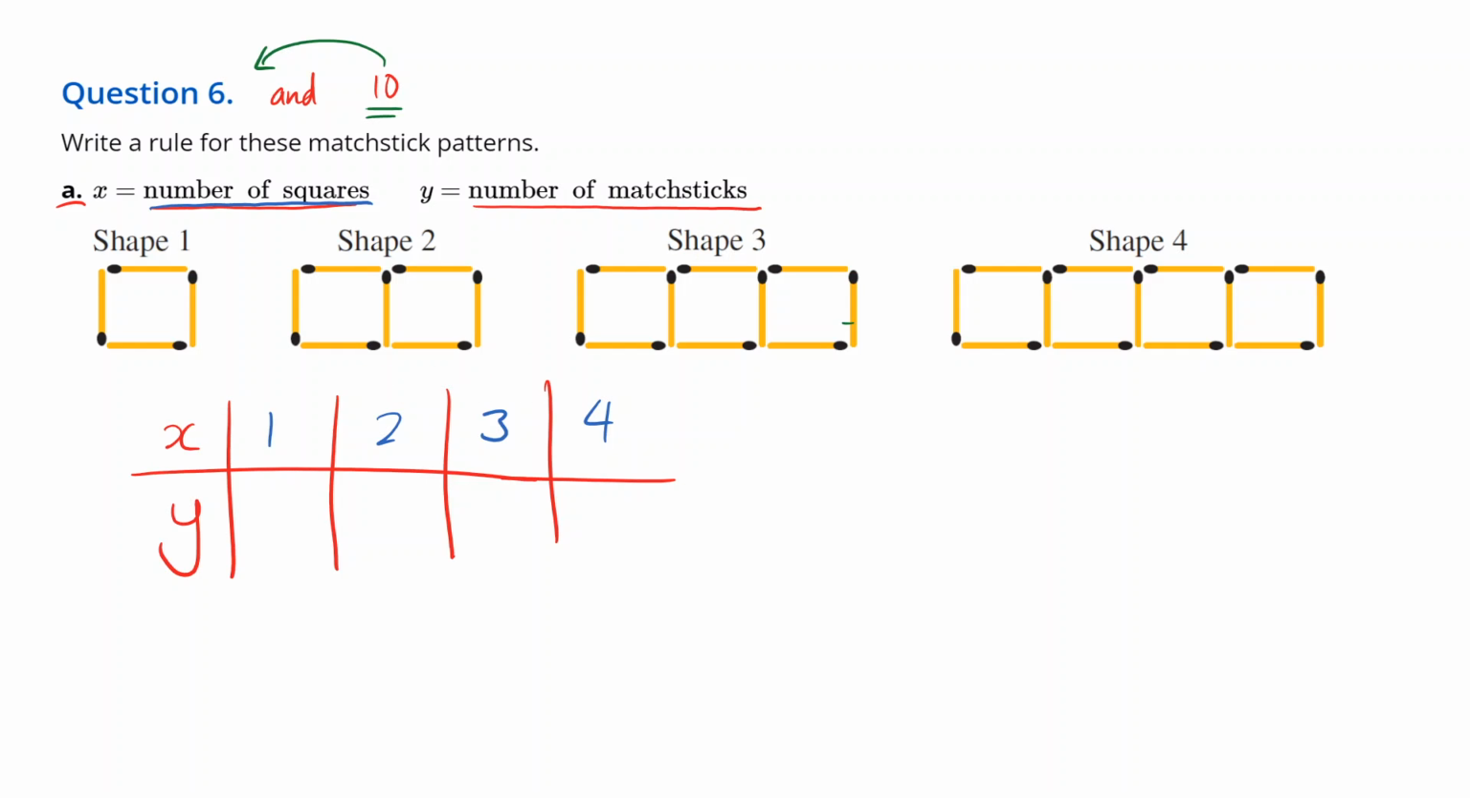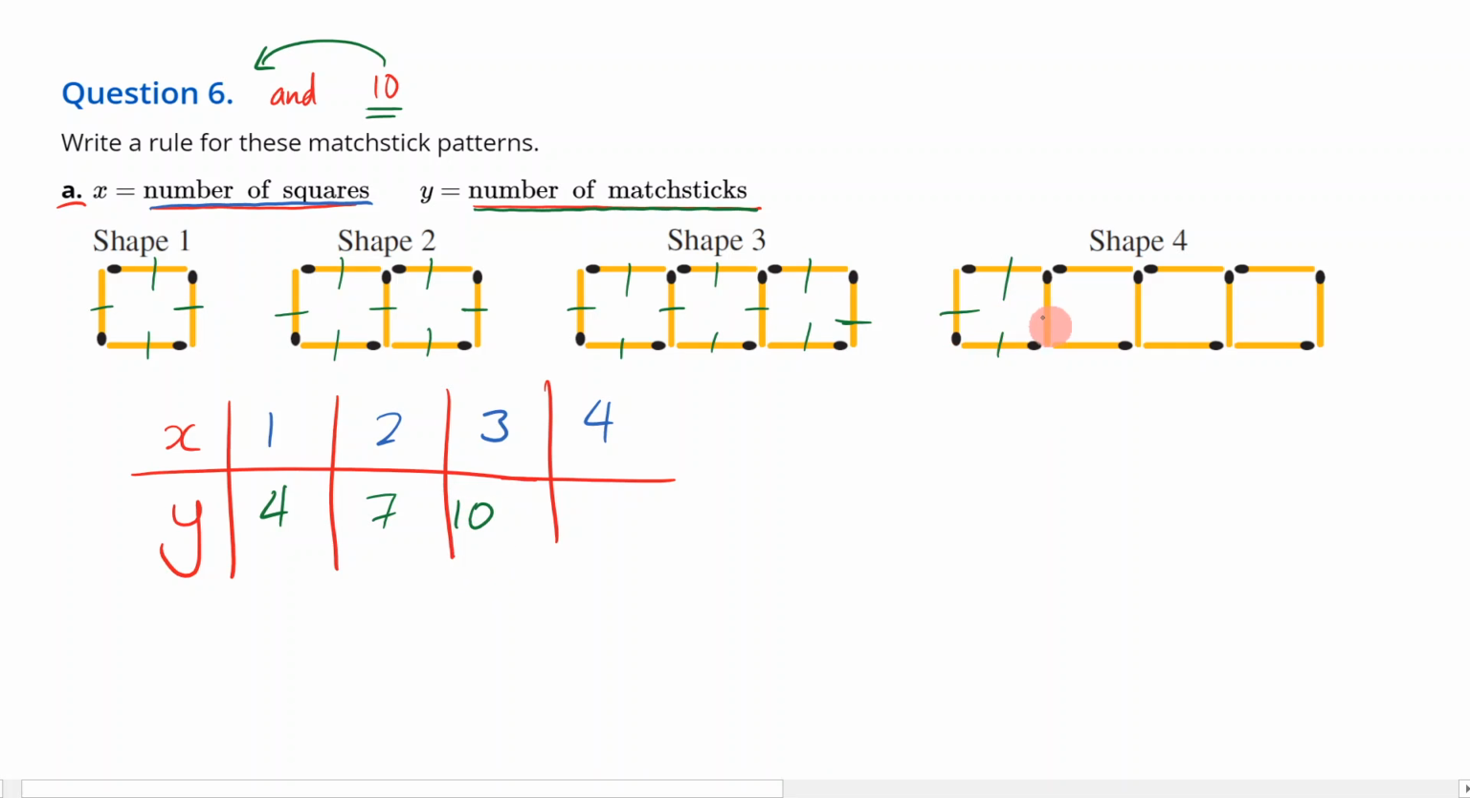Let's now go through Y. Y is saying the number of matchsticks. Well, how many matchsticks do I have here? I have 1, 2, 3, 4 matchsticks here. How many matchsticks do I have here? I have 1, 2, 3, 4, 5, 6, 7 matchsticks here. What about this one? I have 1, 2, 3, 4, 5, 6, 7, 8, 9, 10 matchsticks. I have 10 matchsticks there. And then if we count all of these up, you would find out we have 13.